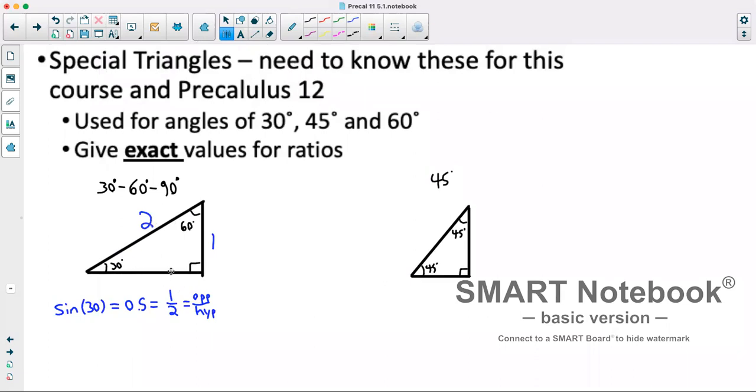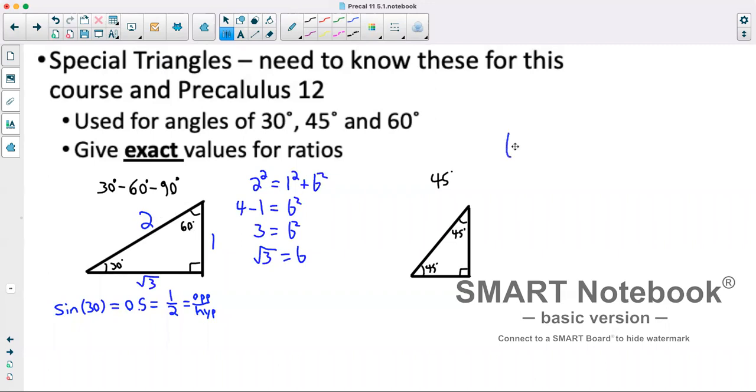We would then use Pythagoras to get this side, because essentially we'd have 2 squared equals 1 squared plus b squared. So 4 minus 1 is equal to b squared. 3 is equal to b squared. So square root of 3 is this missing side. So our sides for our 30, 60, 90 triangle are 1, square root of 3, and 2.